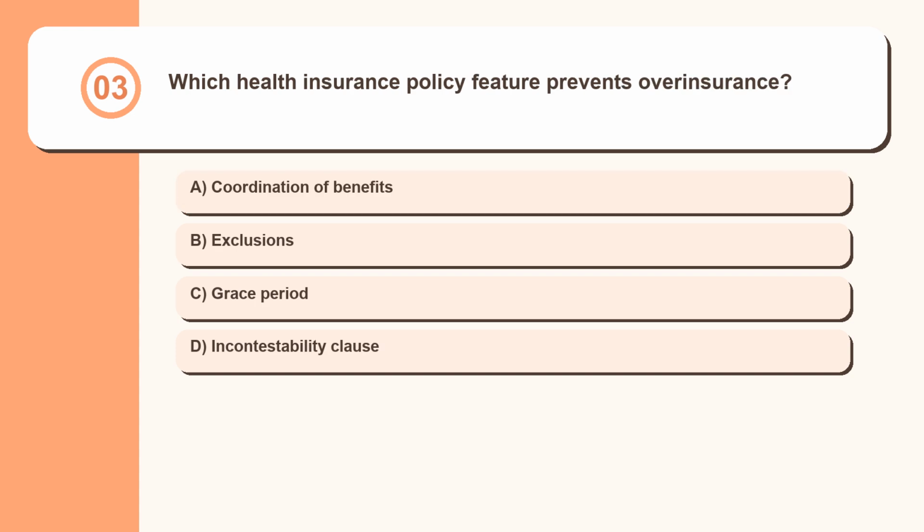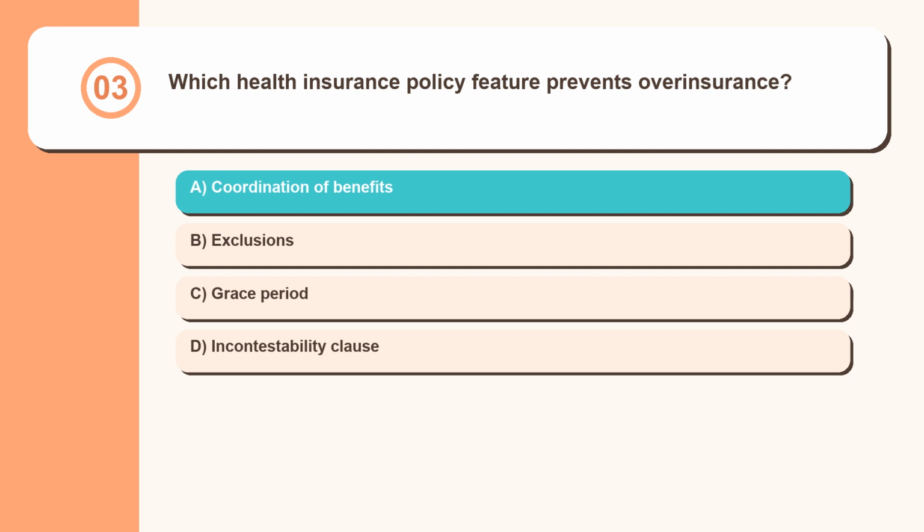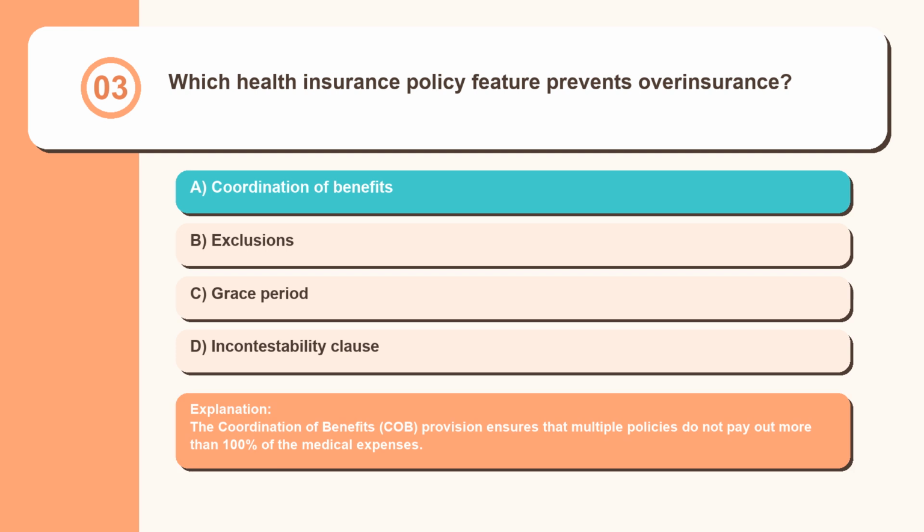Question 3. Which health insurance policy feature prevents overinsurance? Coordination of benefits, exclusions, grace period, incontestability clause. The coordination of benefits, COB, provision ensures that multiple policies do not pay out more than 100% of the medical expenses.